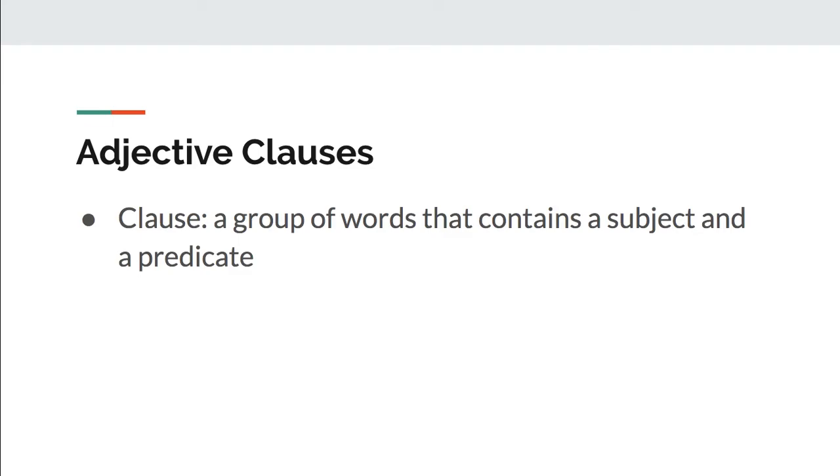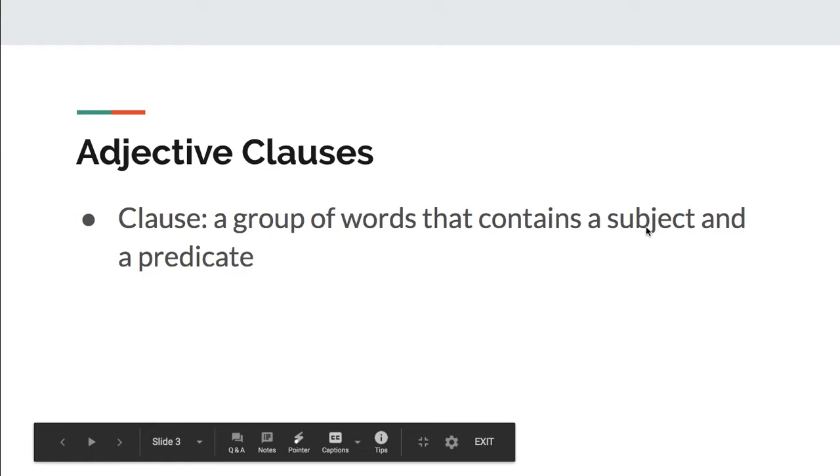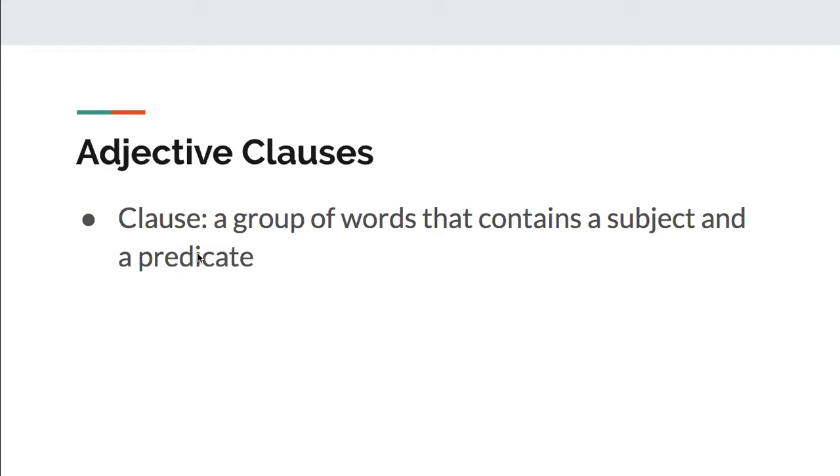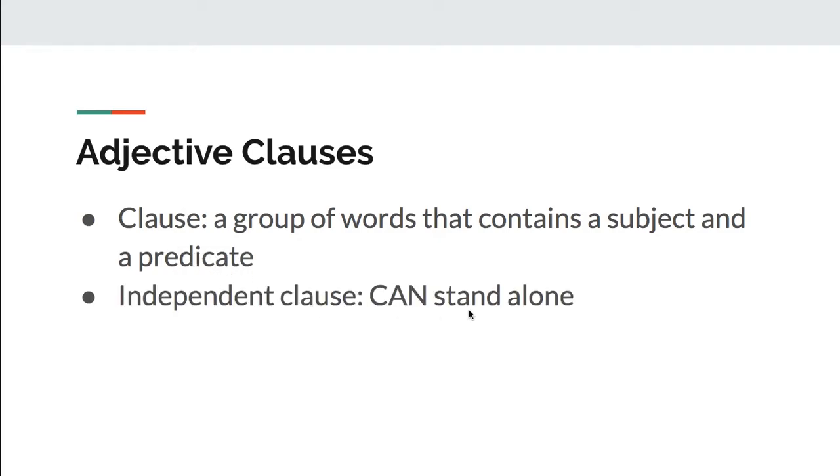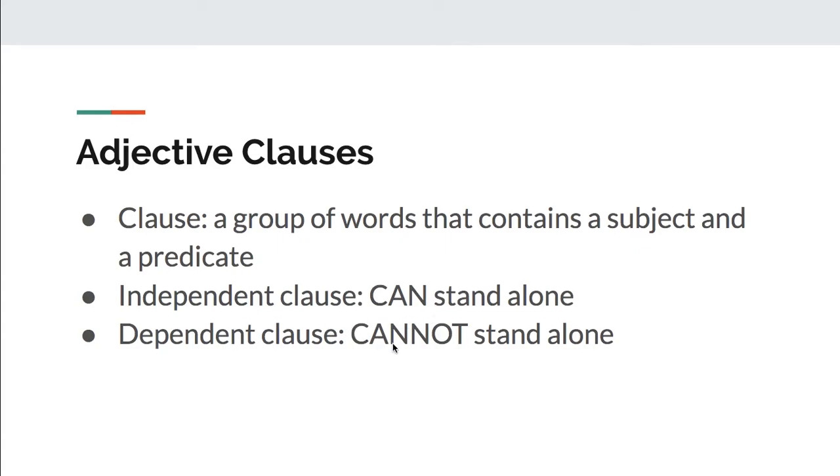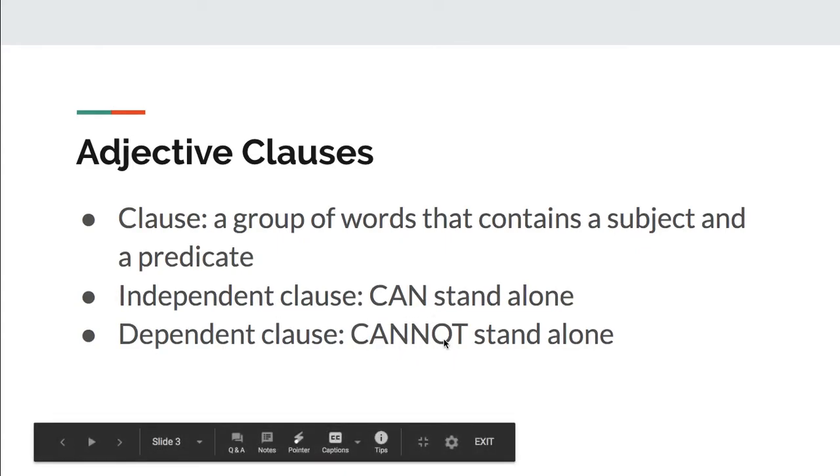A clause is a group of words that contains a subject and a predicate. The subject is who or what the sentence is about, and a predicate is what they are doing. It's the action. An independent clause can stand alone, meaning it's a complete thought, it's a complete sentence, but a dependent clause cannot stand alone. So pause the video and read those examples.